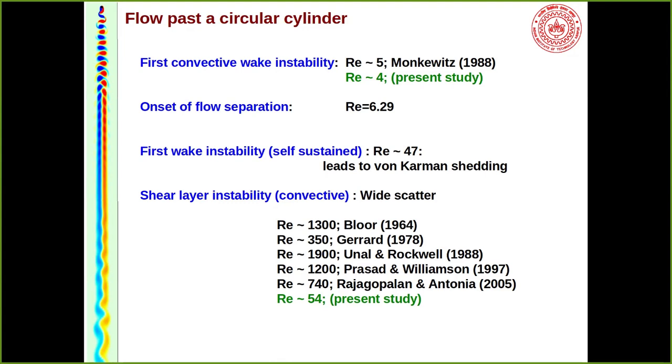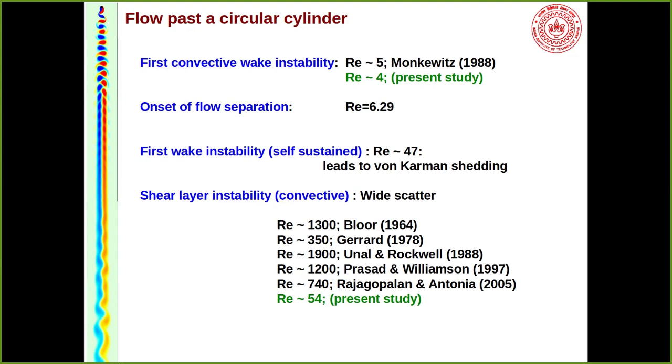And the first big instability, which is of course an absolute instability, so it's self-sustained, happens at Reynolds number 47, and that leads to vortex shedding. So all this has come from stability analysis, which I showed you. Then there's the shear layer instability, which I alluded to in that cartoon from Professor Williamson. I mean, there is enormous contradiction in the literature. So in '64, June said it appeared at 1300. Then Gerard said it appeared at 350. It is a lot of scatter. So using our method, we were able to show actually it happened at 54.